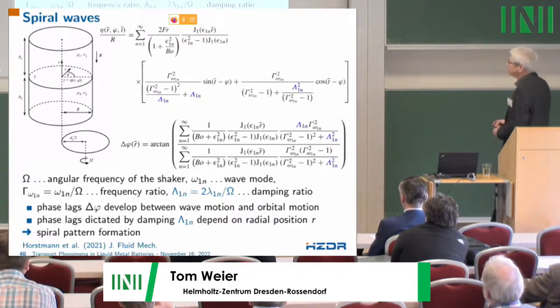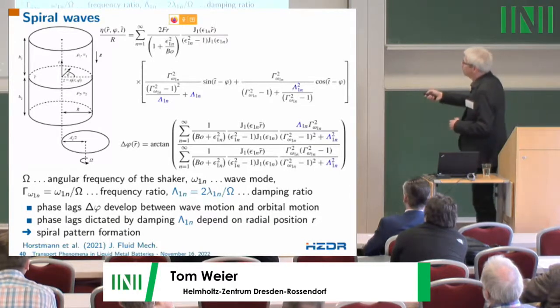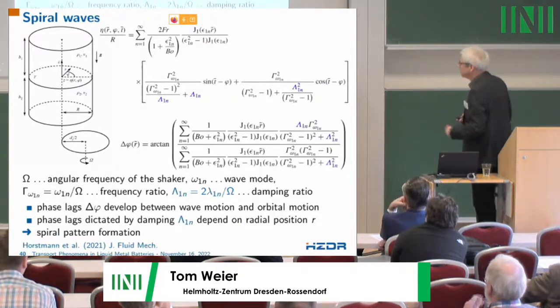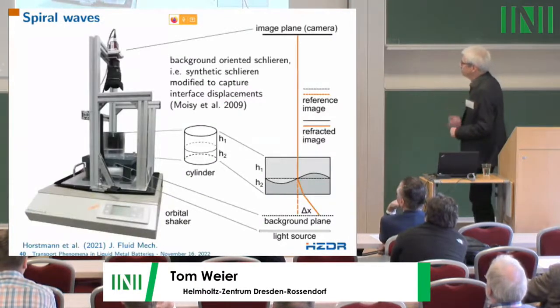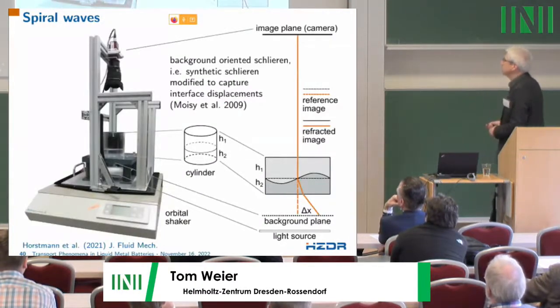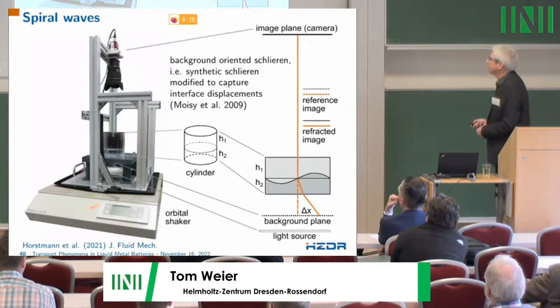If you have friction, then the phase lag depends on the radius. So you have a radially dependent friction, and this leads to spiral pattern formation. This was found again first in the theory by Gerrit. We then did an experiment based on background-oriented Schlieren.